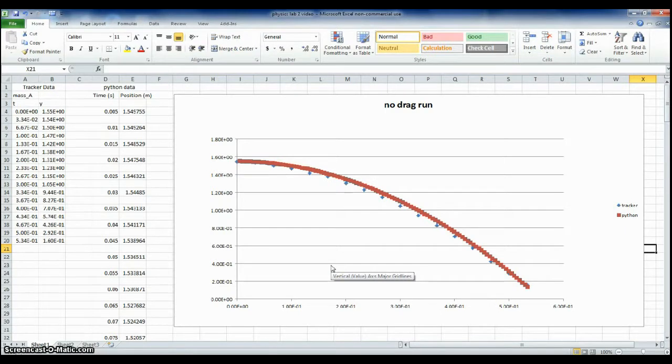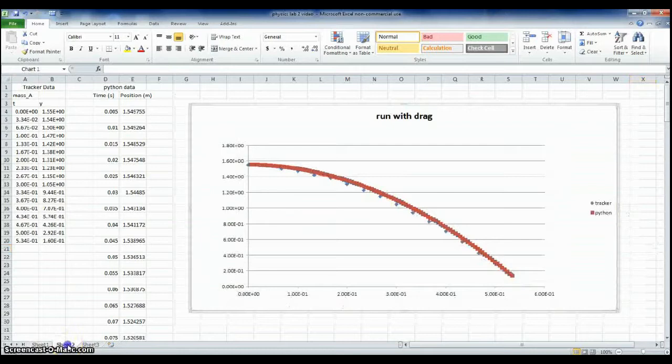When comparing the data in Tracker to that of the data gathered from the models, in the no drag run, you can see that the Tracker data in blue and the Python data in red actually line up very closely, which shows that the model is a good representation for what's happening in the real world. However, when you look at the no drag data, despite some of the points being off, they don't exactly line up in the end like they should.